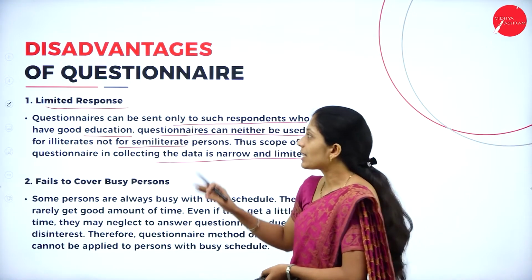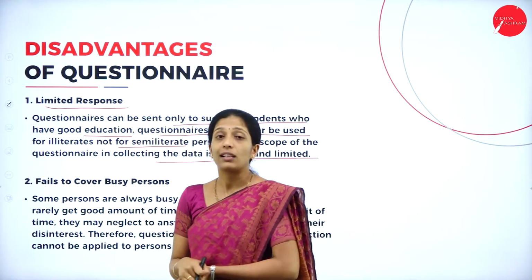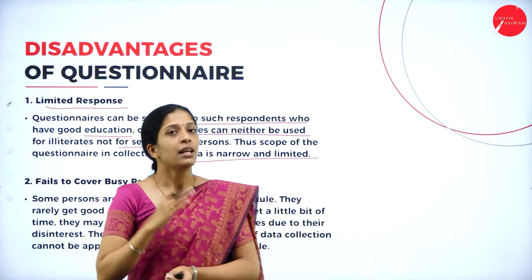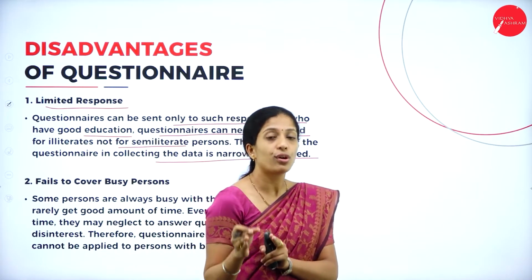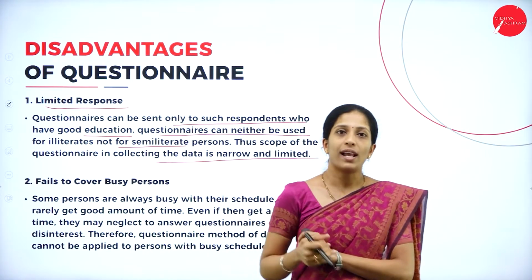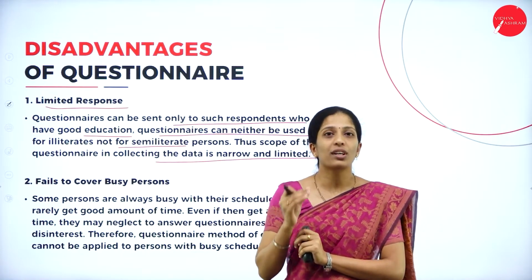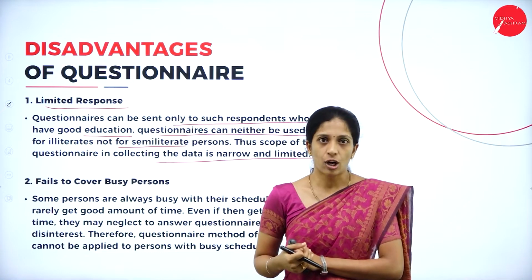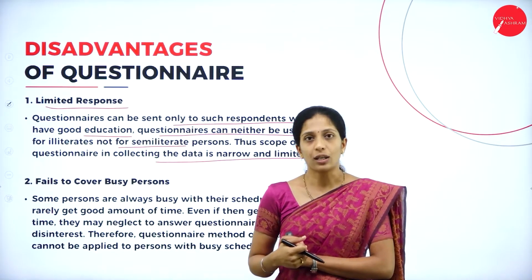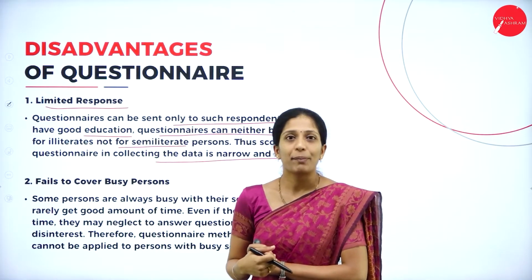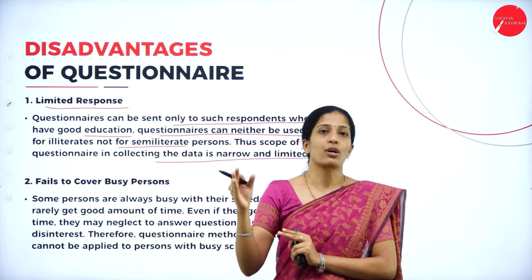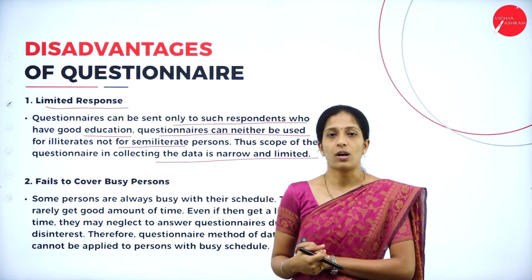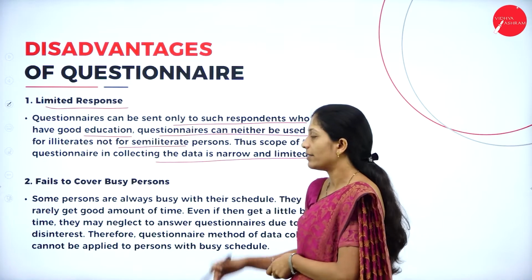So, why is it a disadvantage, why do we get only limited response? Because in the questionnaire method, what happens? It is suitable for those respondents who are well educated and who are able to read the questions along with the options. Then only they can answer the questionnaire. So illiterate people or semi-illiterate people cannot respond, and this system does not hold good with illiterate or semi-illiterate respondents.